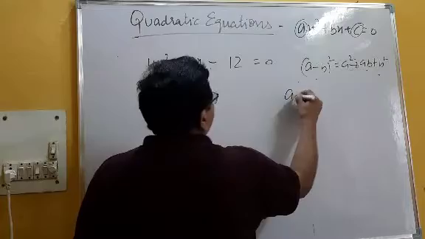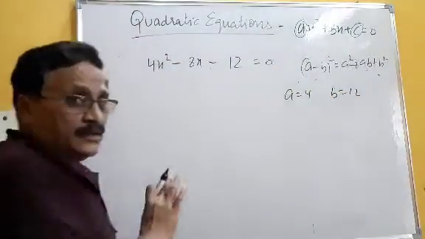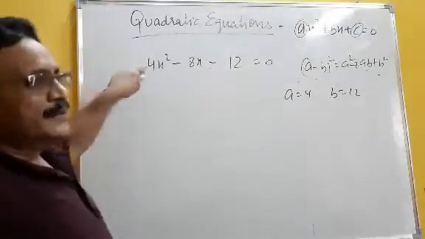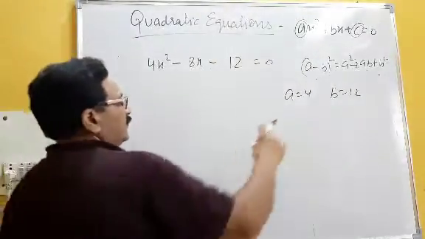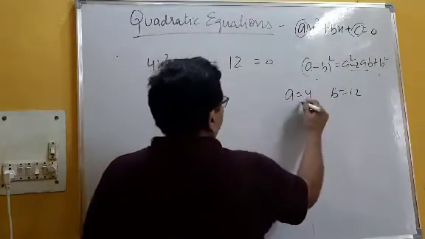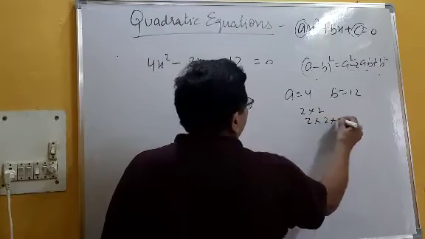First I am taking a as 4 and b as 12. I am not taking 4 common; you can take 4 common there. Don't think I don't know how to take common, but I am just showing you what answer will come if you solve this question. So now see, a factors will be 2 into 2 and b factors will be 2 into 2 into 3.